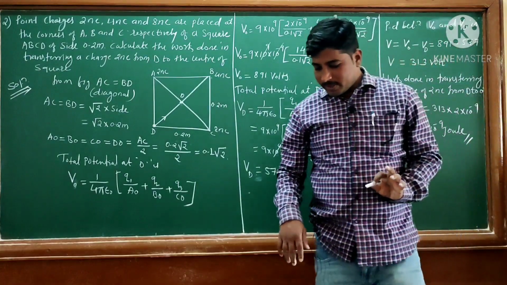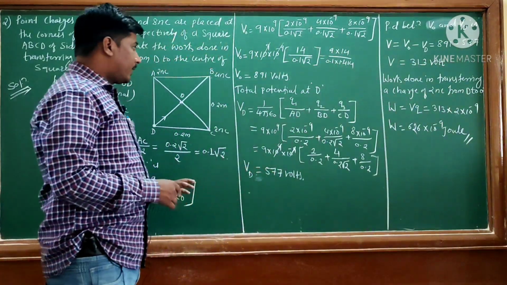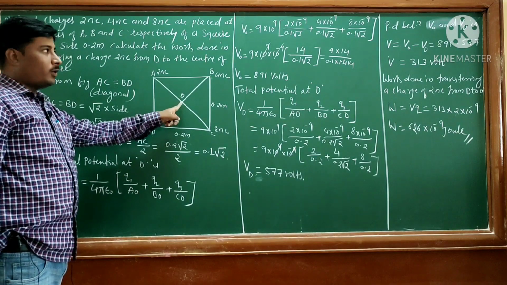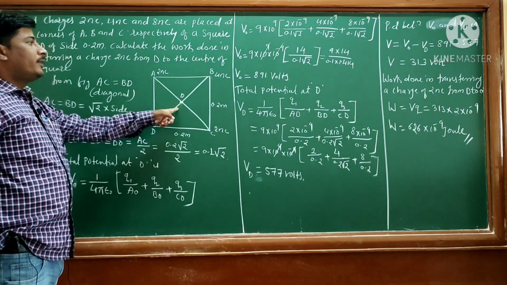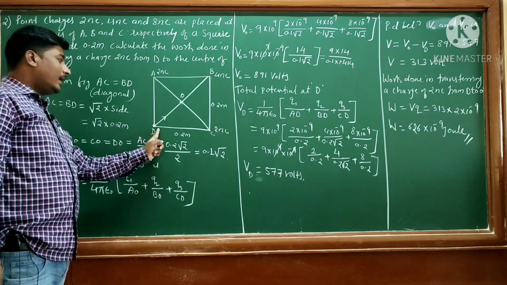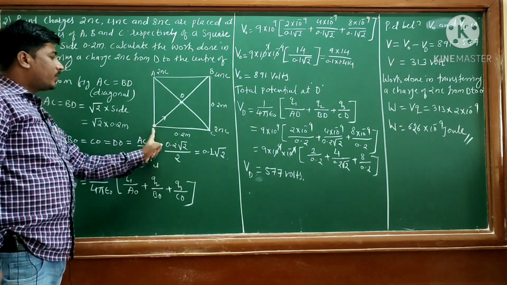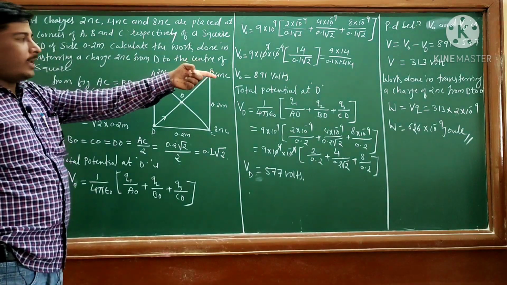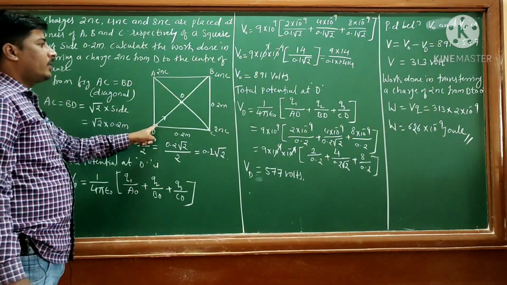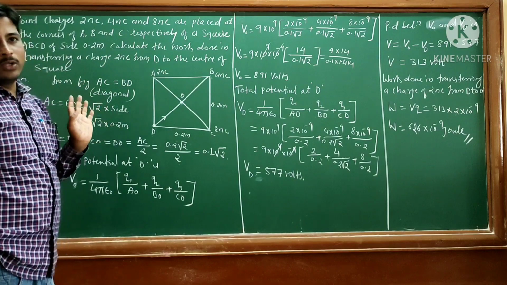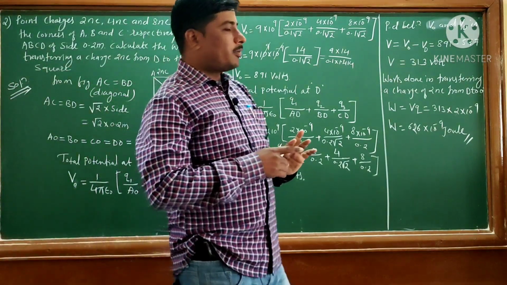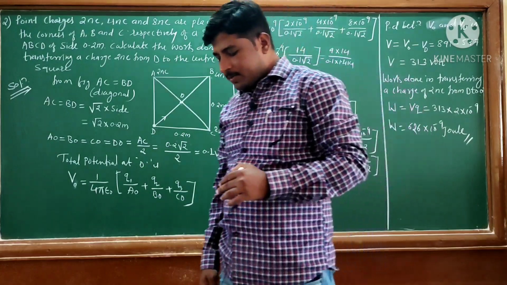While solving these problems, first we have to find the potential at O, then the potential at D, then take the potential difference between D and O, which gives the total potential V. Then the work done W is equal to V into Q. So this is the problem based on electric potential.